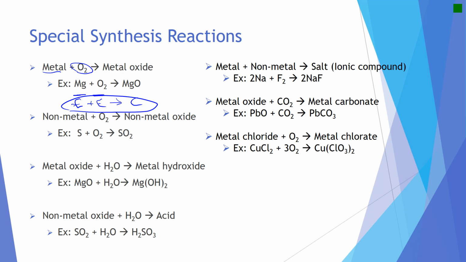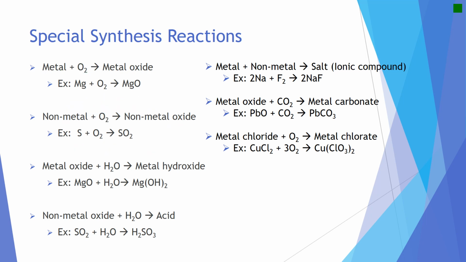Same with the next one, where you have a non-metal plus oxygen and you're just going to smush them together to make a non-metal oxide. So what you're going to have is an element, a non-metal, plus oxygen. Look, you have an element plus an element. The only thing that these two things can do is squish together and make a compound, which they do.